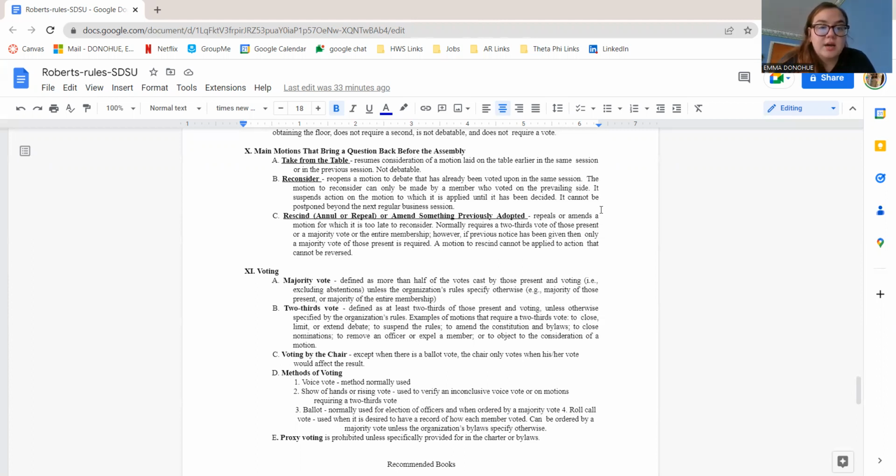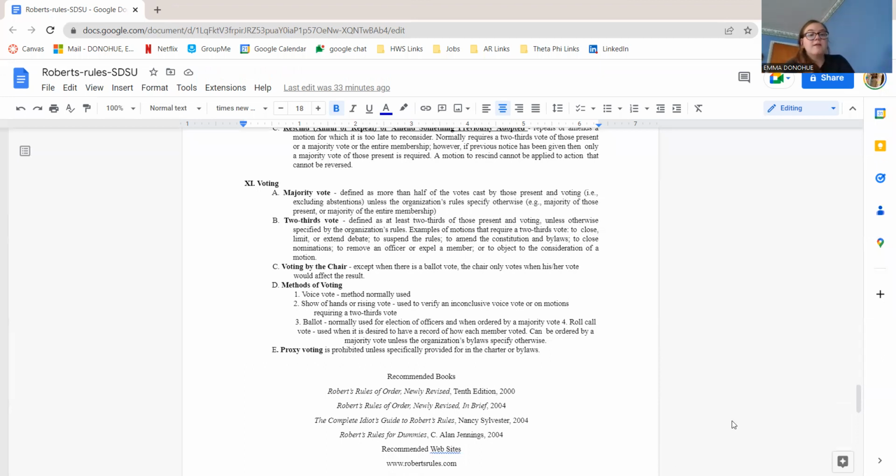There's rescind, annul, or repeal, or amend something previously adopted, which repeals or amends a motion for which it was too late to reconsider. It normally requires a 2/3 vote of those present or a majority vote of the entire membership. However, if previous notice has been given, then only a majority vote of those present is required. A motion to rescind cannot be applied to action that cannot be reversed.